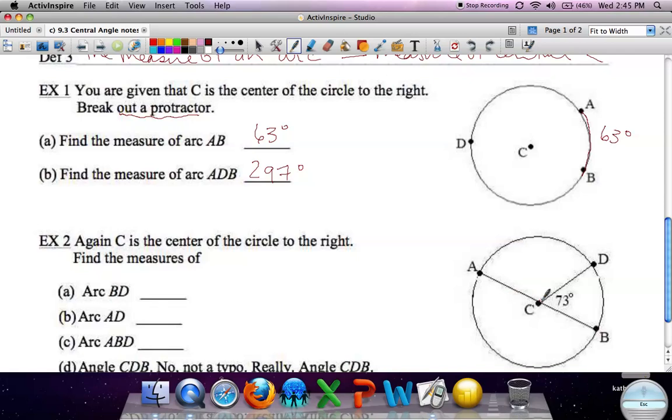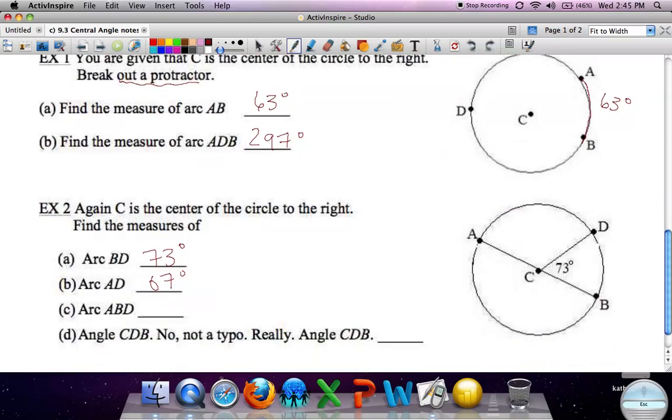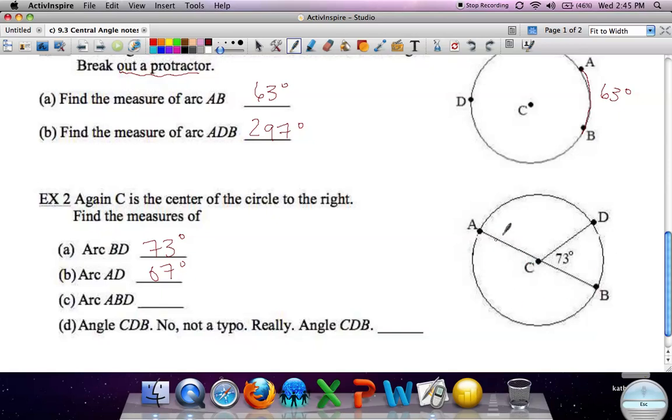So now, let's suppose that C is the center of the circle to the right, and this is the measure of the central angle. What we're going to do here is find the measure of arc BD. By definition, arc BD has to be 73 degrees because it's the same thing as the measure of the central angle. Arc AD, which is the leftover from 180, has to be 107, right? Because 107 and 73 will give me the whole 180. And arc ABD is going to be 180 plus this leftover, 253.